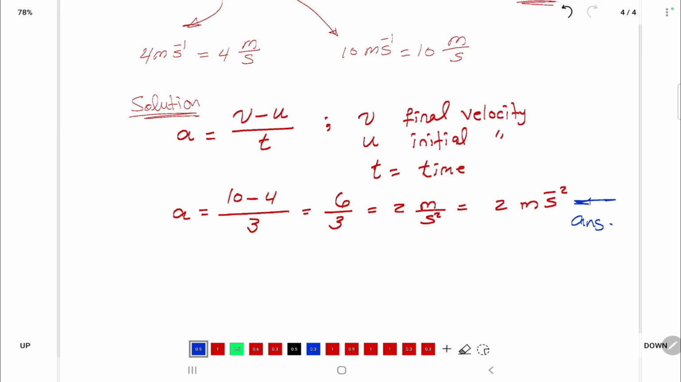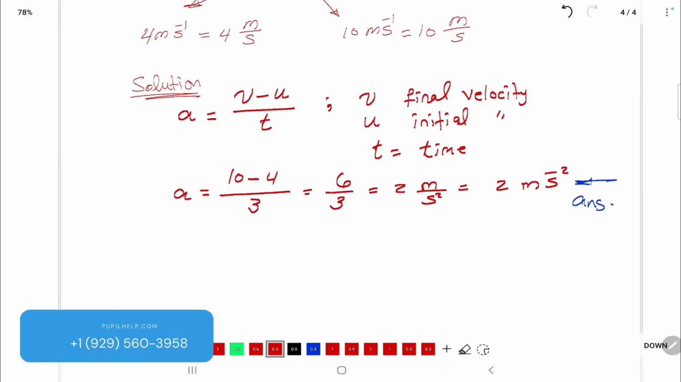Okay. Now we will carry on to solve another example.